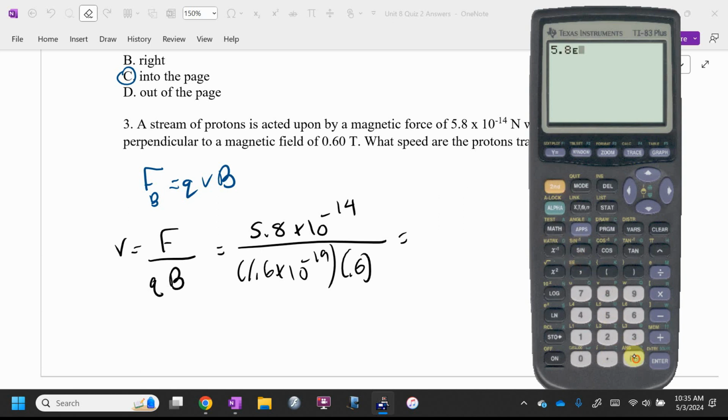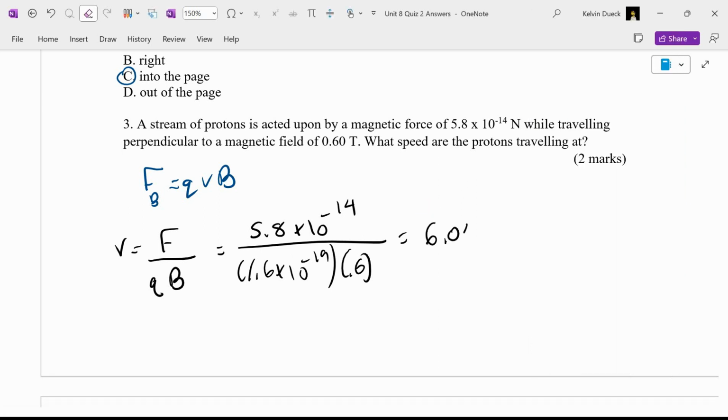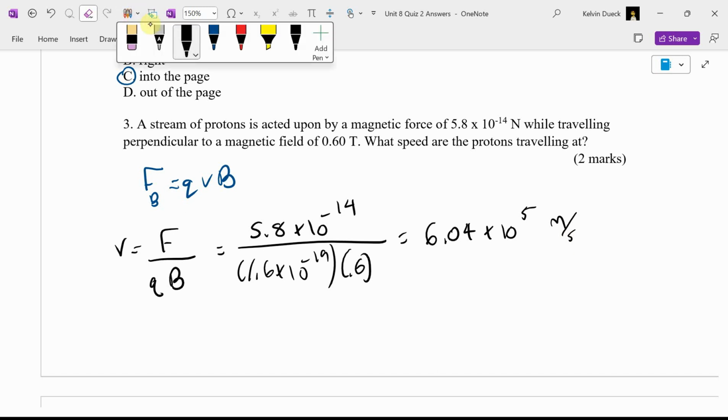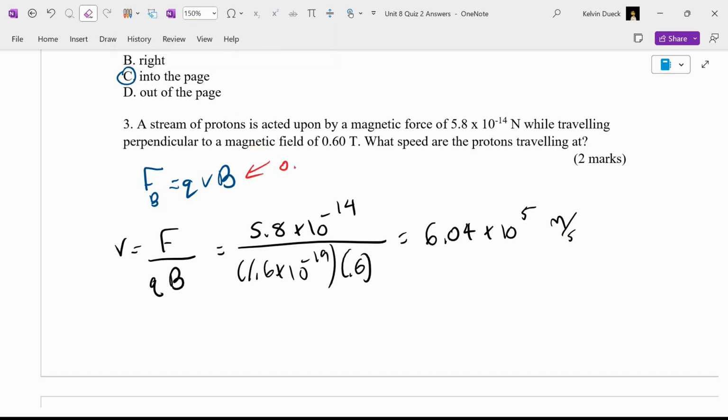5.8 times 10 to the negative 14 divided by bracket 1.6 times 10 to the negative 19 times 0.6. I get 6.04 times 10 to the fifth meters per second. Is that correct? So if you got that, 2 out of 2. Otherwise I would probably give you a half mark if I saw the QVB, a half mark for getting the V by itself, a half mark for the numbers, and a half mark for the answer.